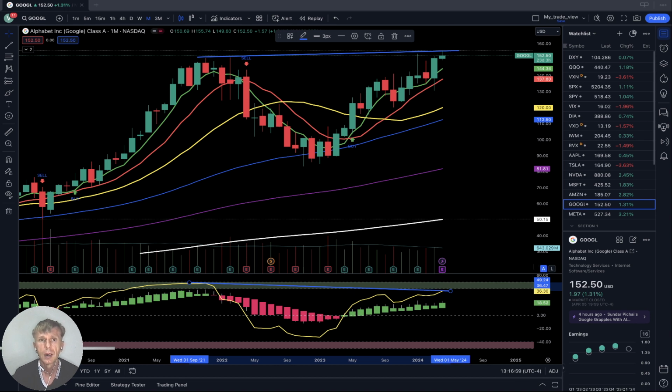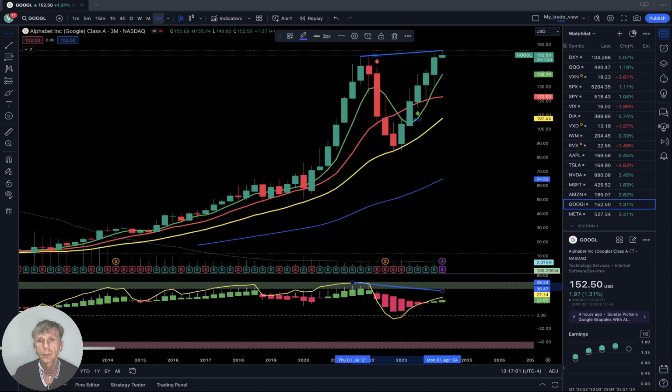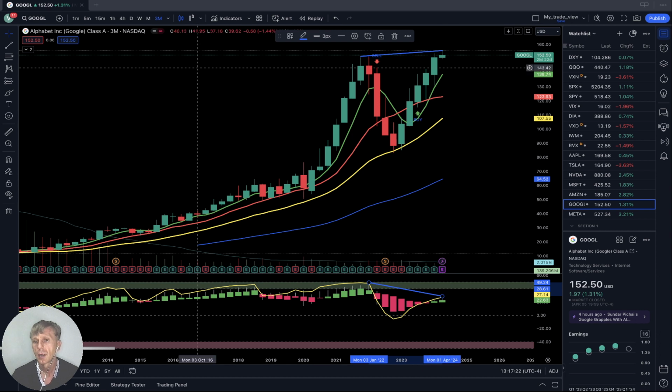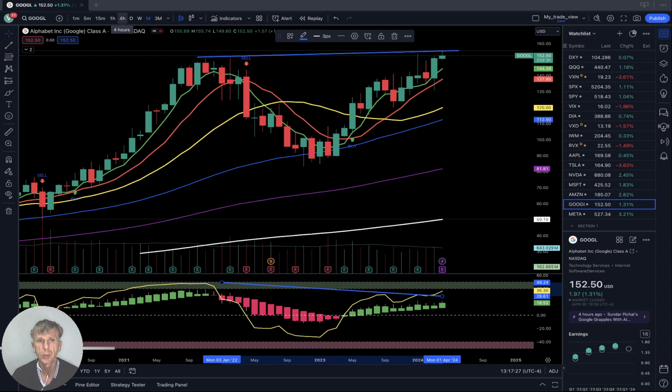Monthly. And quarterly, bullish trend, last bar above all moving averages, RSI has bearish divergence. Last bar disconnected from all moving averages, bullish trend with bearish divergences. For Google, right, on all time frames, bearish divergences and bullish trend.